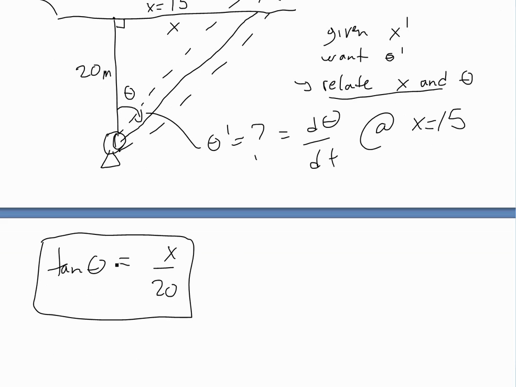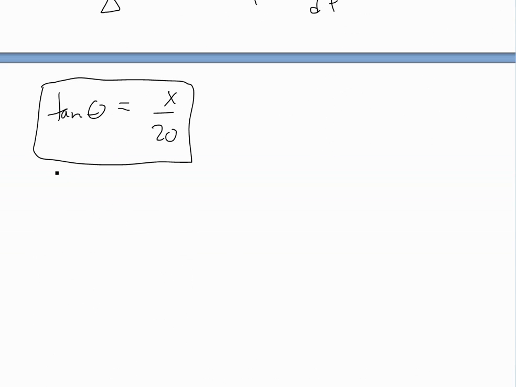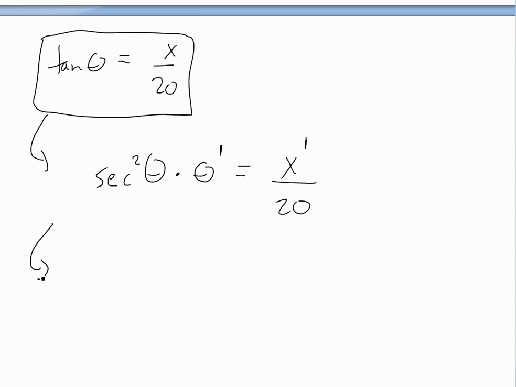So now we could just do the derivative using implicit differentiation. So taking the derivative on both sides, we're going to get, well, tan theta, the derivative of that is just secant squared theta. Then using chain rule, because this one changes, we don't know the derivative of it, we want it. So secant squared theta times theta prime equals x prime divided by 20. Now we just rearrange for theta prime. We're going to get theta prime is equal to x prime divided by 20 times 1 over secant squared theta.